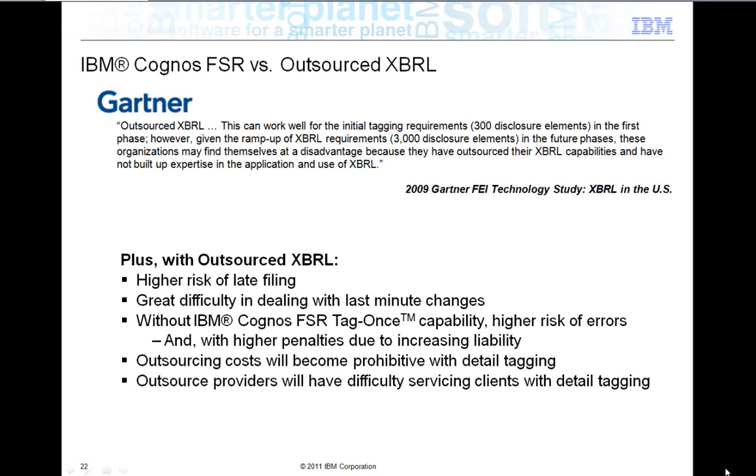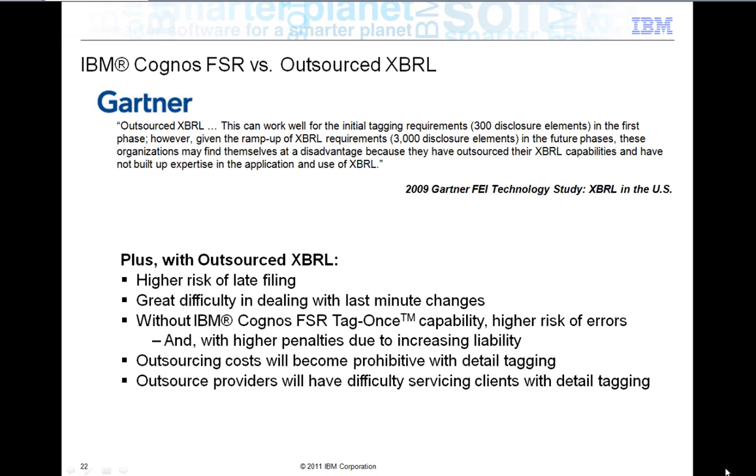tagging requirements could perhaps be in the hundreds of disclosure elements in the first phase. However, given the ramp up of XBRL requirements, this could be very quickly into the thousands of disclosure elements within future phases. So these organizations may find themselves at a disadvantage because they have outsourced their XBRL capabilities and have not built up expertise in the application and use of XBRL.